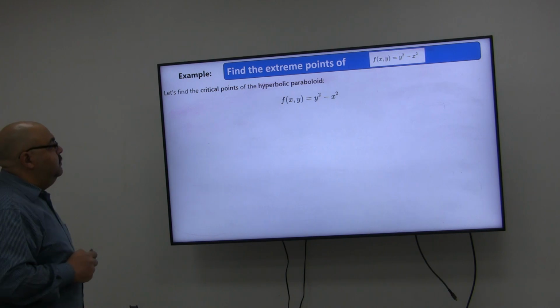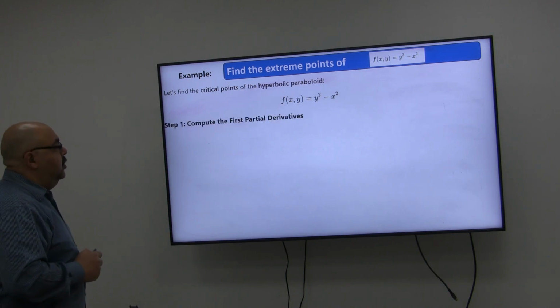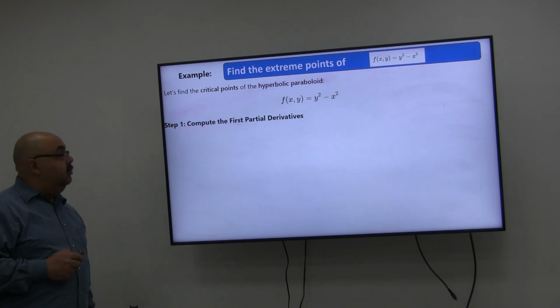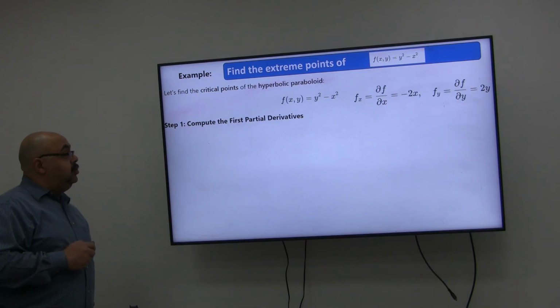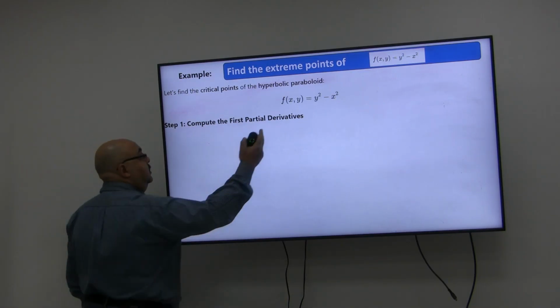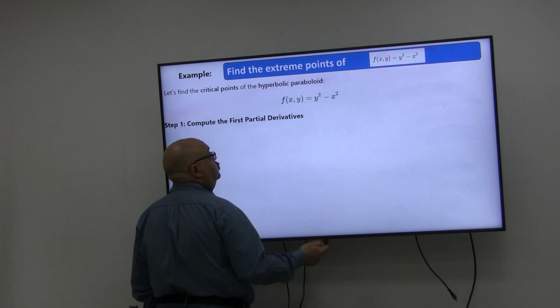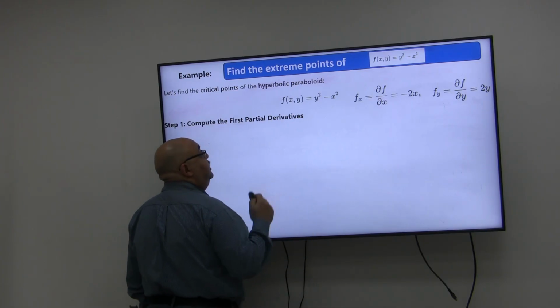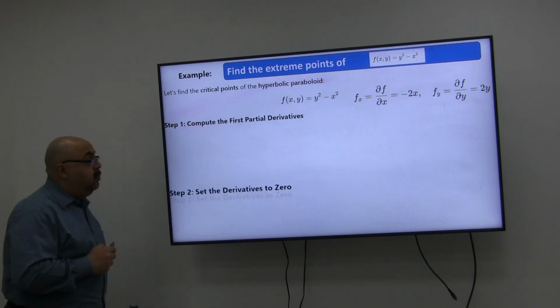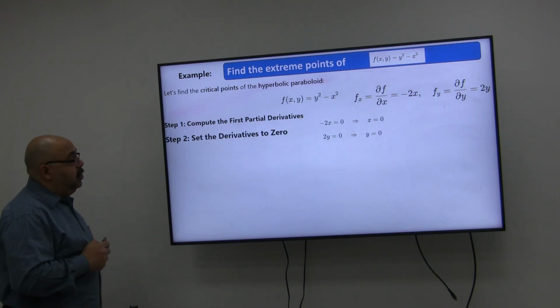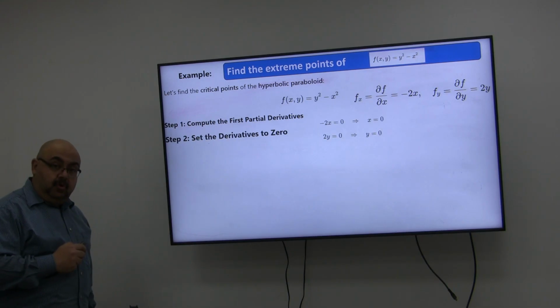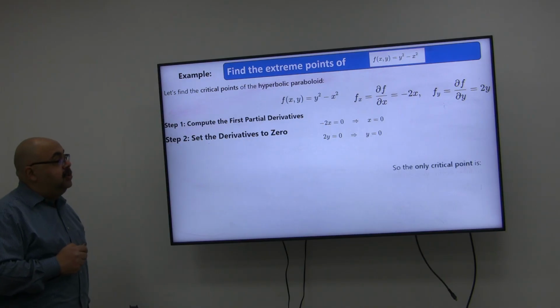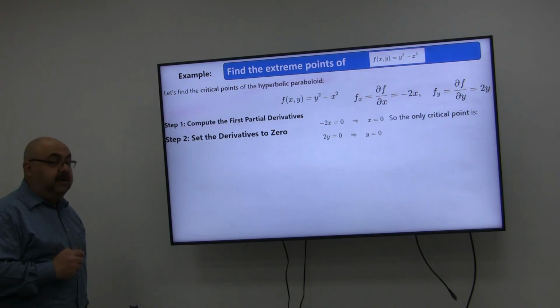So the first step is y squared minus x squared. In order to find the critical points, I will get the first derivatives, which means I will differentiate with respect to x, then with respect to y, which is going to be negative 2x, then 2y. I will take these partial derivatives and put them equal to 0. Once you put the partial derivatives equal to 0, you will have the critical point, which is (0, 0). That's my critical point.